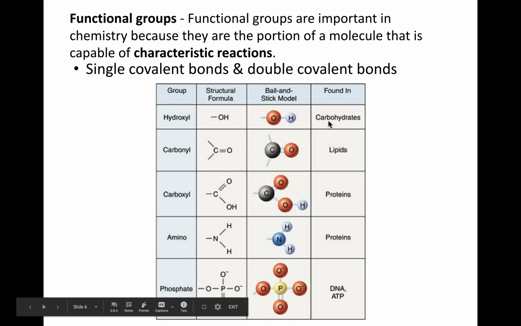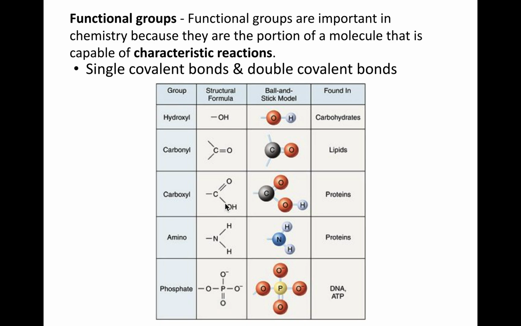And they are the group in each of these macromolecules that will react with another carbohydrate or another lipid or another protein. So when proteins bond with each other, it's the carboxyl group that's going to be bonding with each other. When lipids bond with each other, it's the carbonyl group. So if you can memorize these, you'll know what you're looking at as soon as you see a structure.